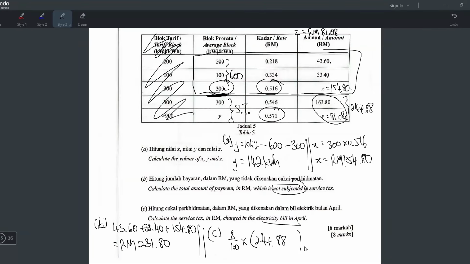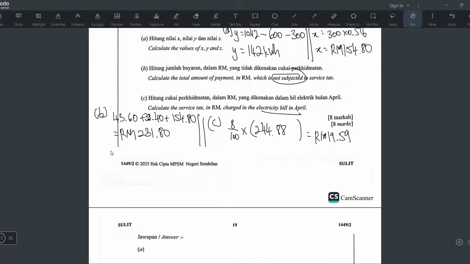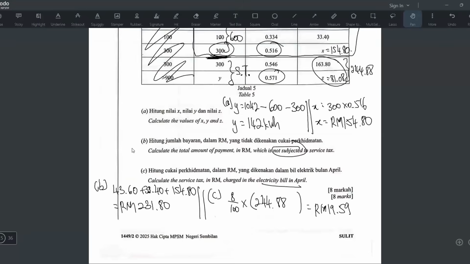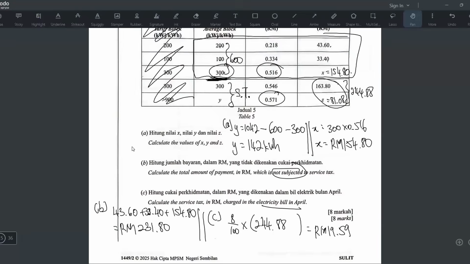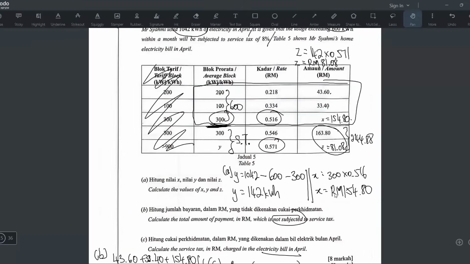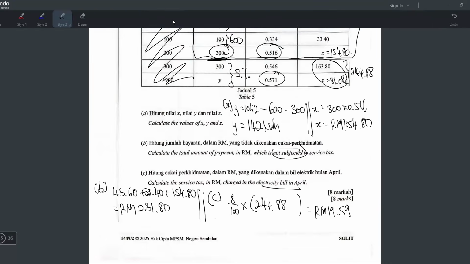Okay, now answer times 8%. That will give you the service tax charged. So 19.59. So that's the answer. RM 19.59. Okay, but I want to explain one more thing. Okay, let's see if there's anything left. Okay, finish already lah, the question. But I want to say something here. Oh, 8 marks this question. Okay. All right. So I'll tell you now.